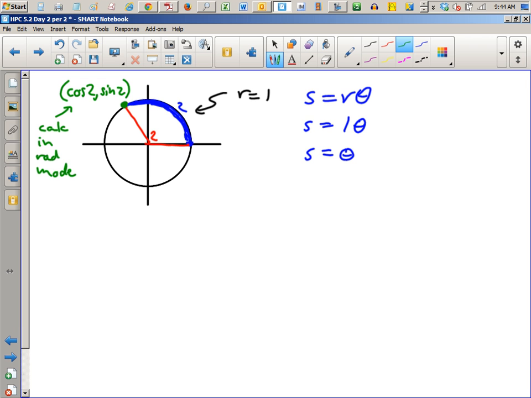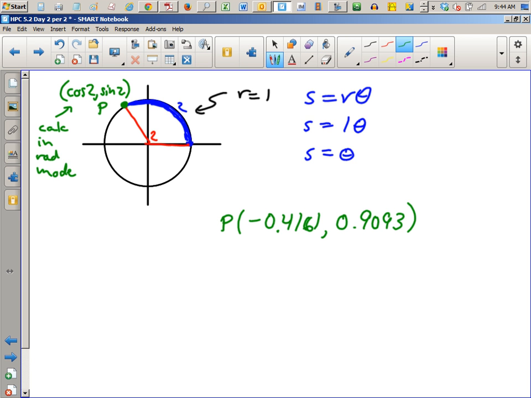Cos 2, sine 2. So the coordinates of that point are officially, point P is at negative 0.4161, comma, 0.9093. Those are the approximate coordinates at that point.